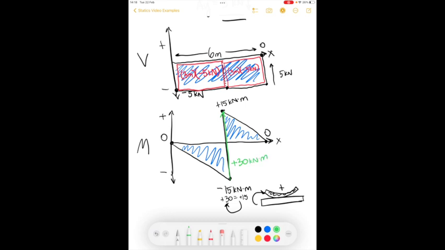Okay, so that's it for these examples. Be ready for the quiz, and in the next class, we'll see that there's a method to this madness, and there's a mathematical relationship between the loading, the shear, and the moment.